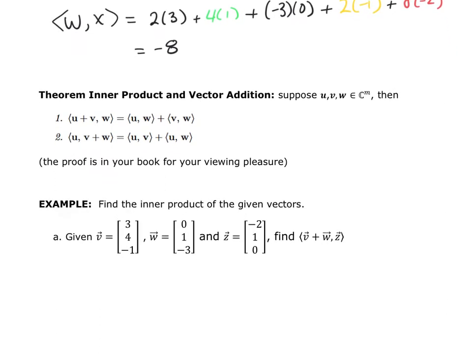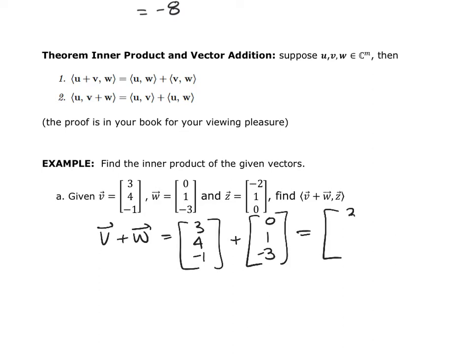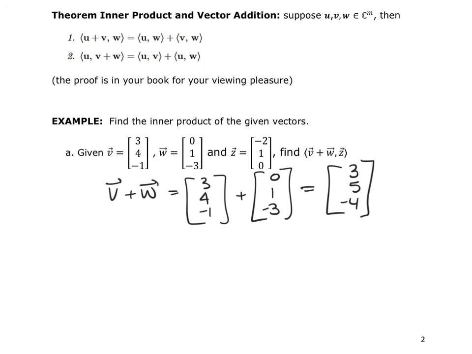So if I'm asked to find the inner product of these, here, I can first go ahead and do the v vector added to the w vector, and then do the inner product with z. So I'm going to do my v vector plus my w vector, which is 3, 4, negative 1, plus 0, 1, negative 3. This becomes 3, 5, and negative 4. Now I can do the inner product, so there's my v plus w. I'm going to do the inner product with that with z.